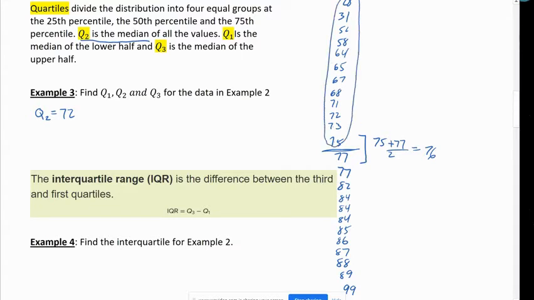And so there are 12 items here. So if we go to the 6th, Q1 would be down here, which is halfway between 65 and 67, which is 66. So Q1 equals 66, and then Q3 is the median of the upper half. So 1, 2, 3, 4, 5, 6. And so in between 84 and 85 is Q3, and so that would be 84.5.